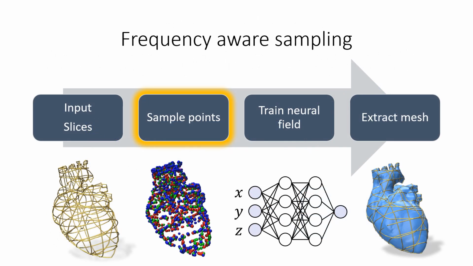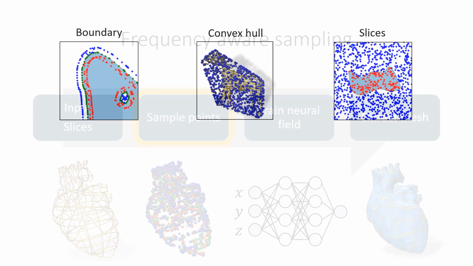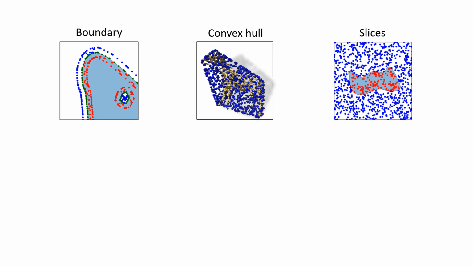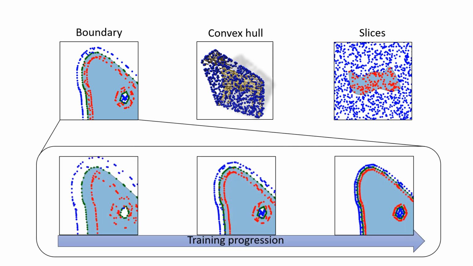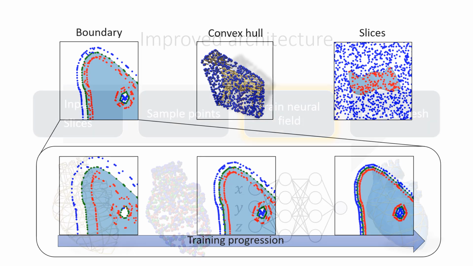The first improvement is the introduction of frequency-aware sampling. We reduce the spectral bias by focusing on the important regions, sampling points around the boundary. We also sample points uniformly from the convex hull and slices for stability. Boundary points are resampled with increasingly tighter distributions throughout the training to gradually expose the network to higher frequencies.